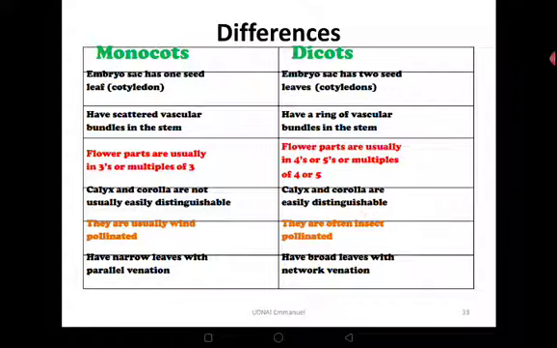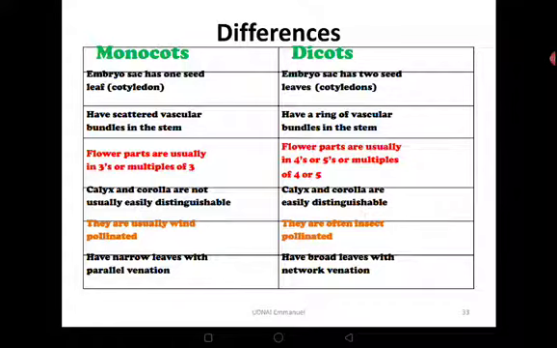So in monocots, the embryo sac has one seed leaf or one cotyledon. That's where their name comes from. Monocot, one cotyledon. Then dicot, they have two seed leaves or two cotyledons in their seeds. That is true. Monocots, one cotyledon. Dicots, two cotyledons. That is their distinguishing characteristic.